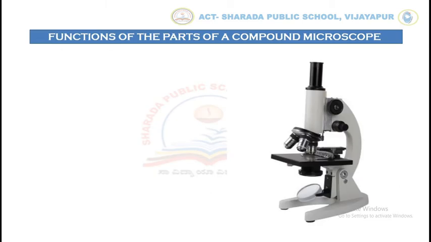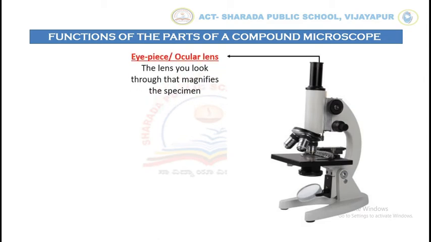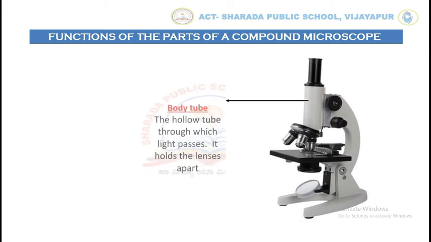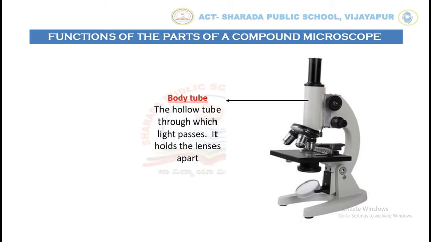Let us now look at the functions of each of those parts of the compound microscope. The first one is the eyepiece or the ocular lens. The ocular lens helps us to look through and magnifies the specimen. The body tube allows the light to pass through. It also holds the lenses apart.